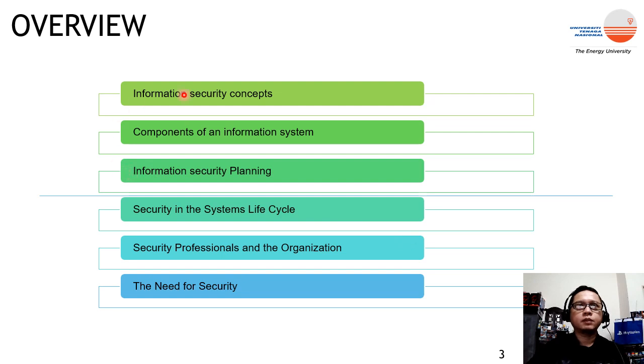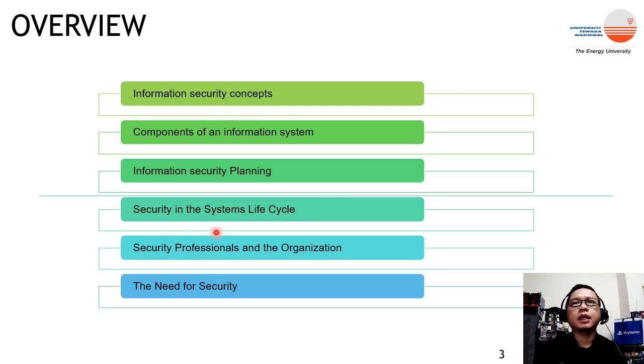On the first part, we are going to look at the concepts of information security. Most of the concepts you have heard about before in other subjects such as information security or computer security. And also we are going to look at components of an information system, followed by what is needed in information security planning. As for part 2, we are going to look at security in the system's life cycle.